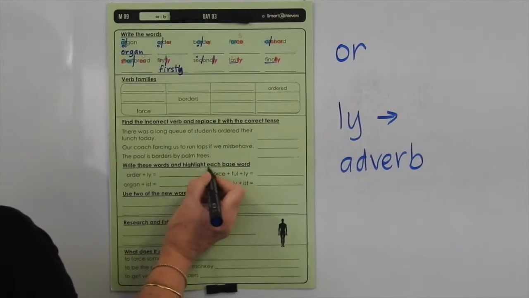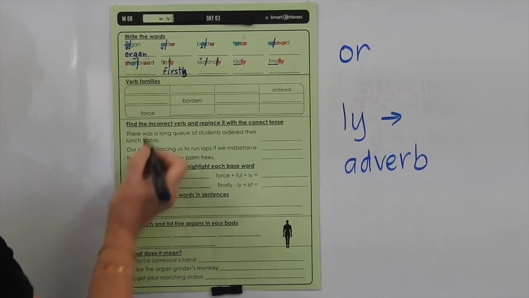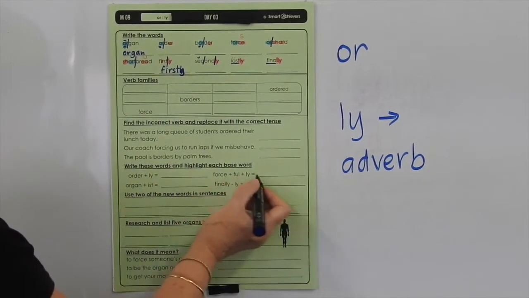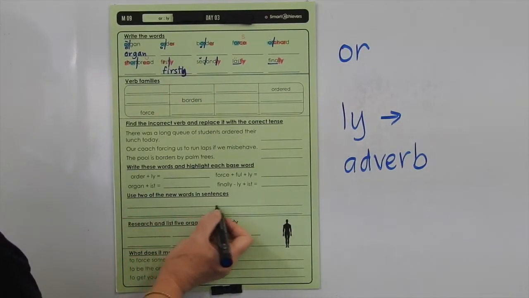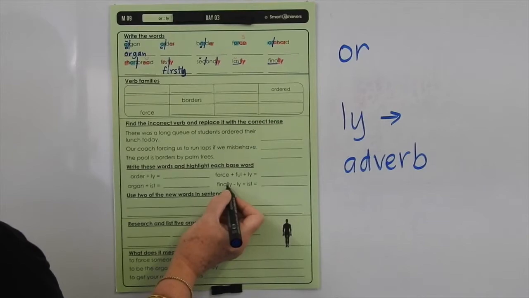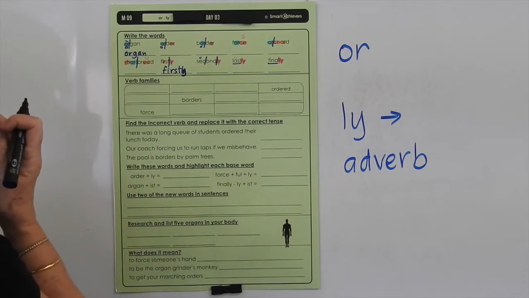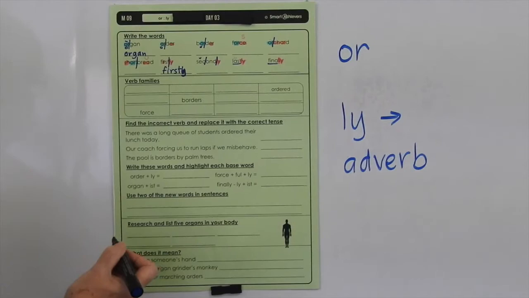Write these words and highlight each base word. So orderly, of course, the base word would be order. You know what the base words are because they're up there. Once you've made those words, then you have to choose two of them to write into sentences. Now down here, don't forget, you're going to need to recognise that you've got that double L here. When you're changing the Y over, just be careful too because you're changing the whole structure of some of these words.